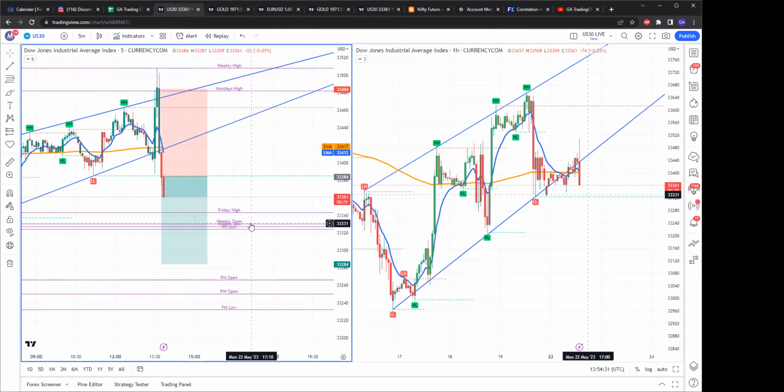So like this automatic chart markup software that I'm having developed right now. So you can see we have the weekly open right here. We have the weekly low right here. We have the previous daily low. So this should be Friday's low. Ignore the Friday high for now.